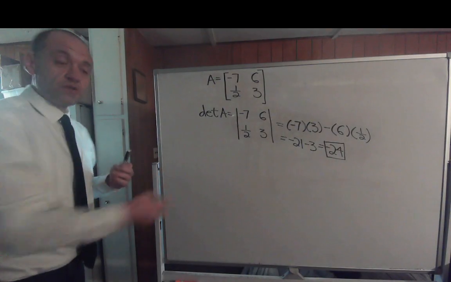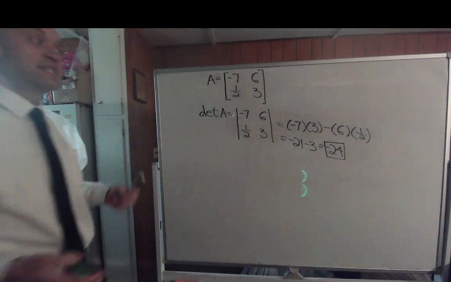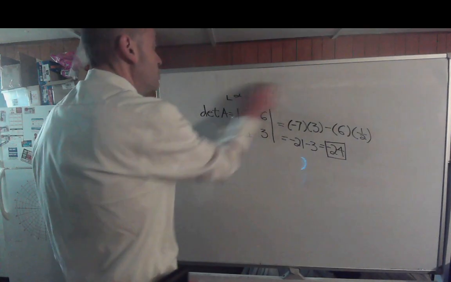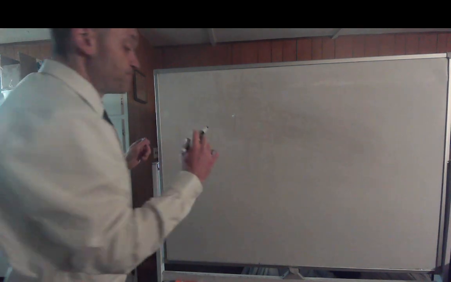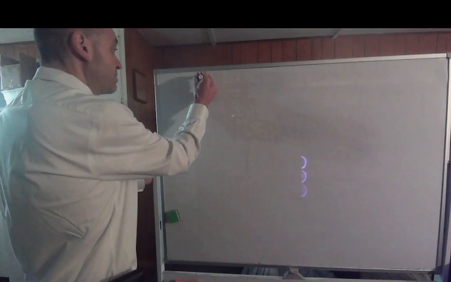Okay, so those are 2 by 2 matrices. I think those are pretty easy. What we need to deal with now is when we get into 3 by 3 or higher. So let's set this up here. Let's say a 3 by 3.